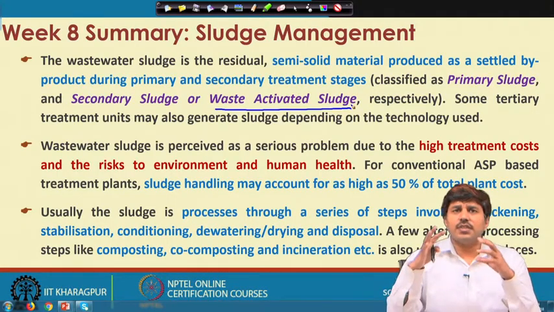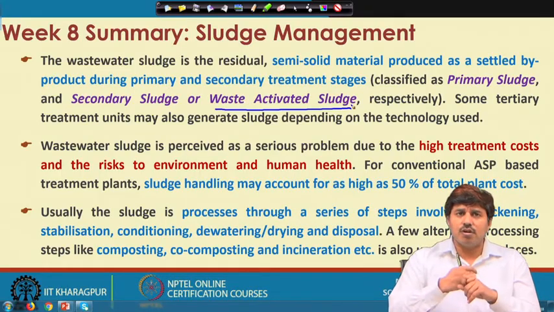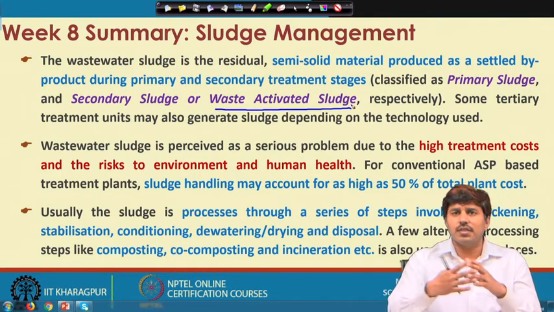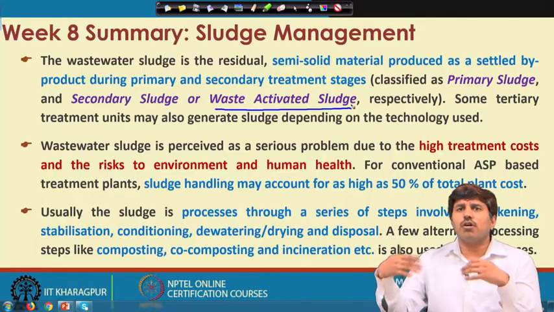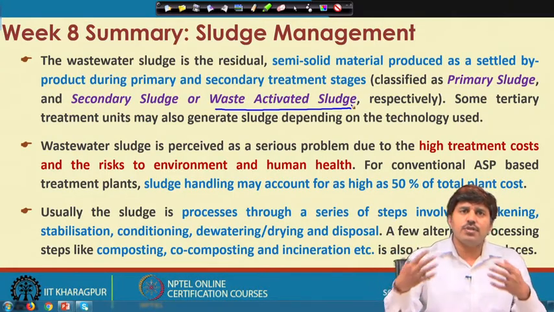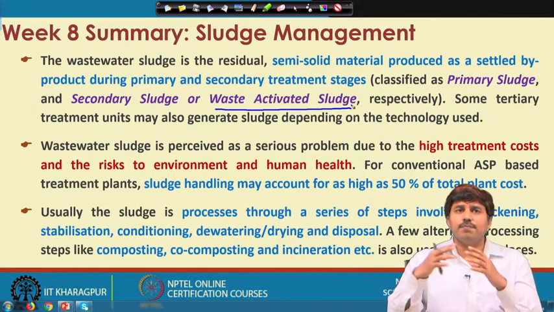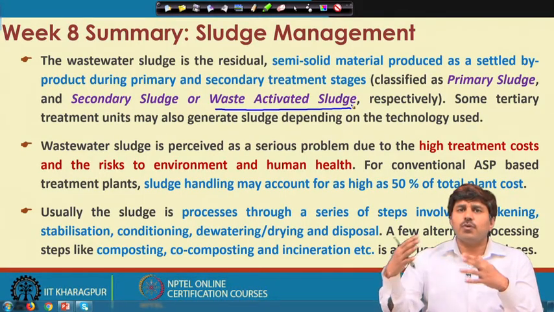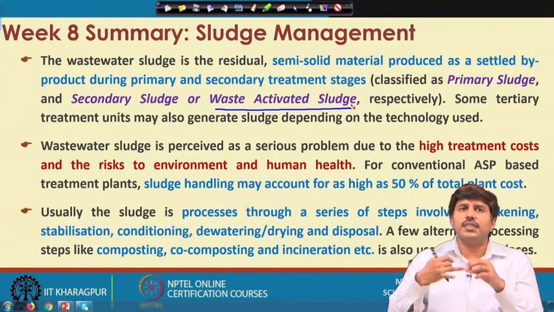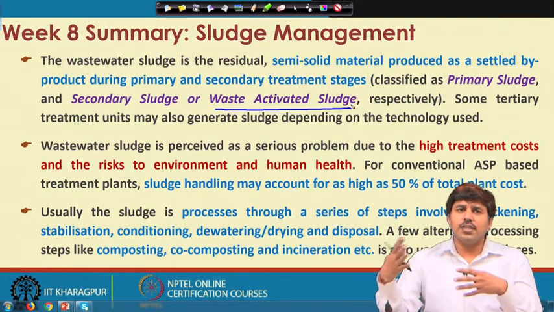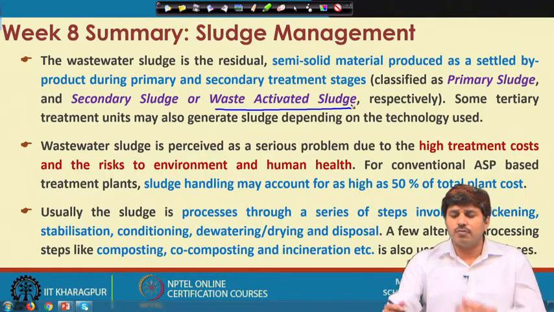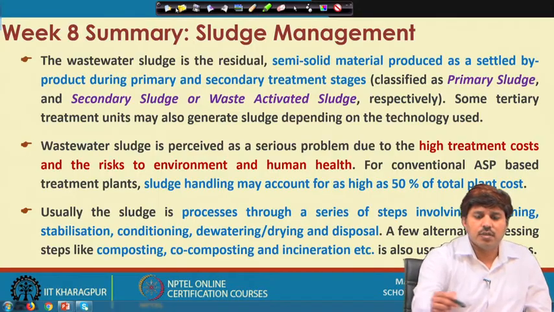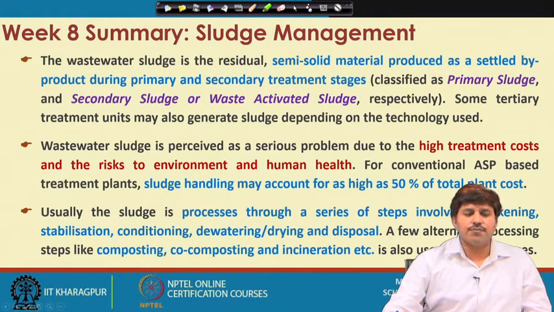Wastewater sludge is perceived as a serious problem due to its high treatment cost and the risk to the environment and human health. In the conventional activated sludge process, around 50% of the total cost of the plant is attributed to sludge handling alone. That is the importance of sludge handling. Usually the sludge is processed through a series of steps which involve thickening, stabilization, conditioning, dewatering or drying, and then disposal. There are a few alternate processes like composting, co-composting or incineration for energy production, which are also used at a few select places. So, that is the status of sludge.